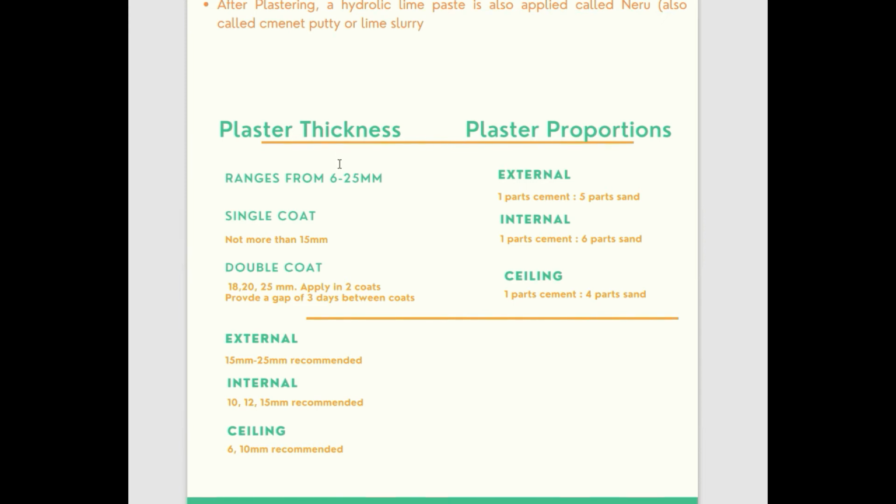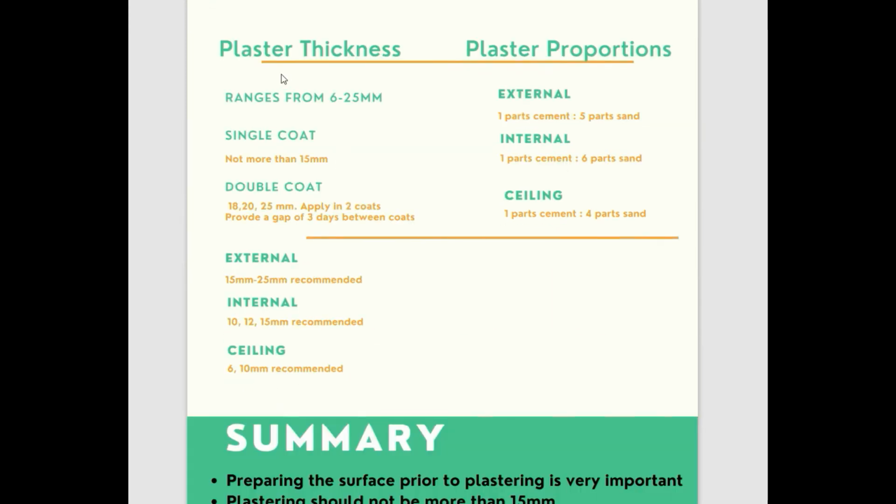Similarly, when it comes to plaster thicknesses, usually the thickness of every plaster ranges from 6 to 25 mm. So all plastering works should be between 6 to 25 mm. And if it's done in a single coat, then it shouldn't be more than 15 millimeters. And if it's done in double coats, it's usually 18 to 20 to 25 millimeters. So in double coats, it should be applied in 2 layers. And there should be a gap of 3 days between the coats, right? So the overall range is from 6 to 25 millimeters.